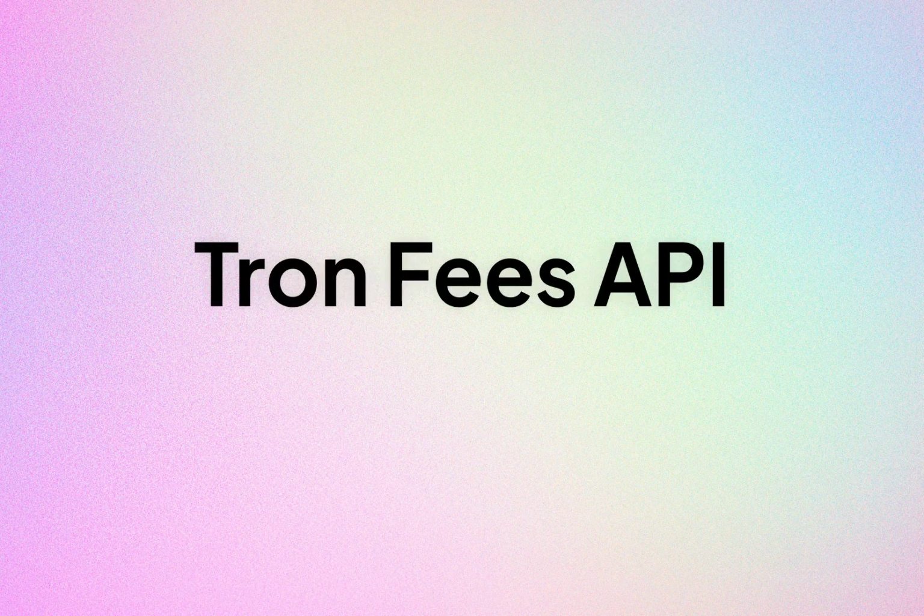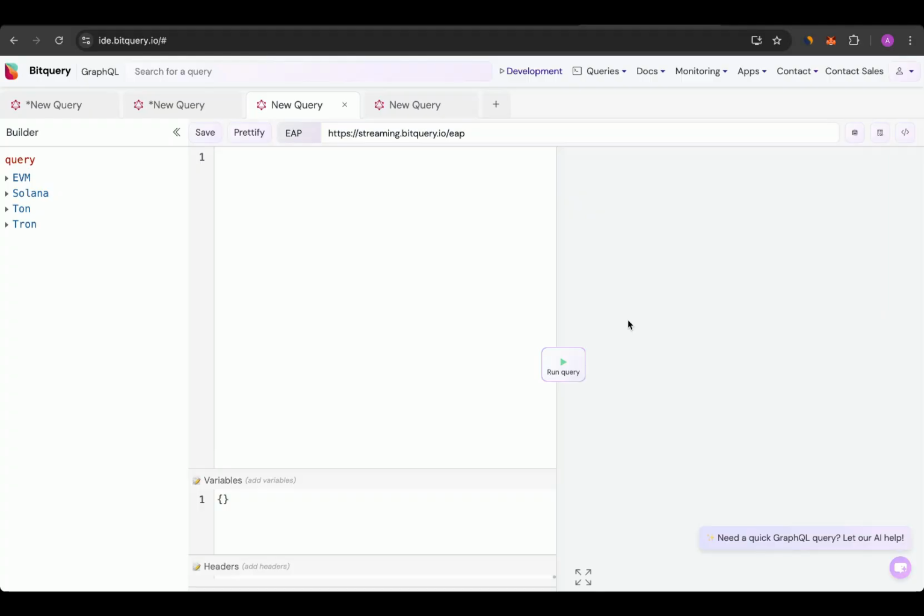In this video, we are going to see how we can use BigQuery APIs to get Tron fees data for a particular account. All the API links will be in the description. You guys can test it out on ide.bitquery.io. By just signing up on IDE, you will get free 10,000 points for the first month for testing purposes.